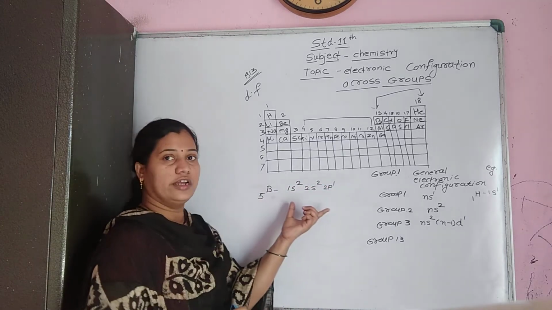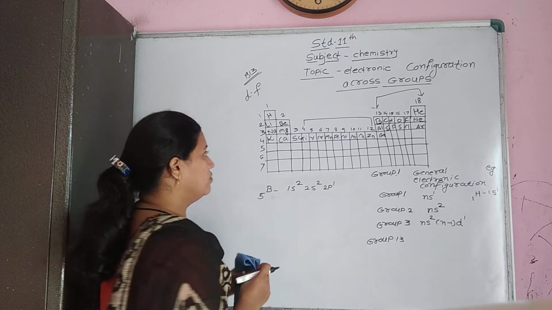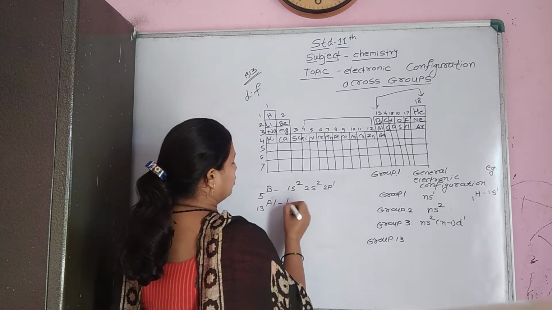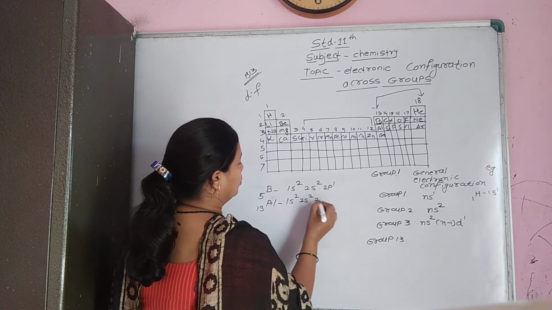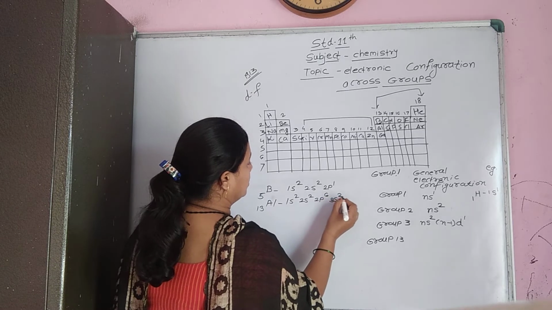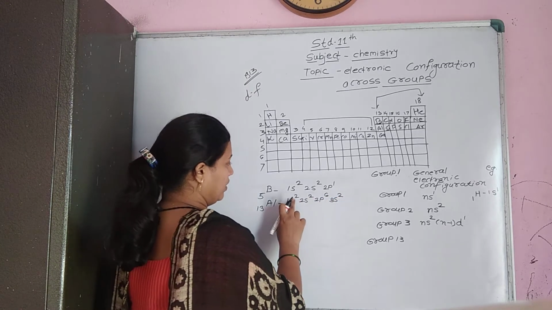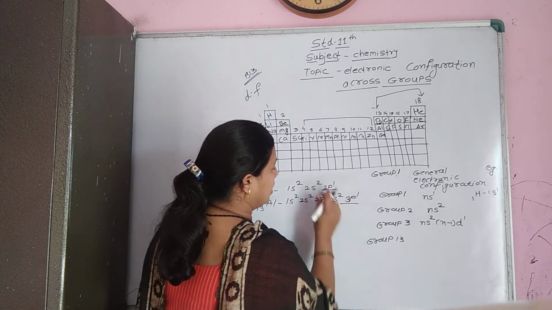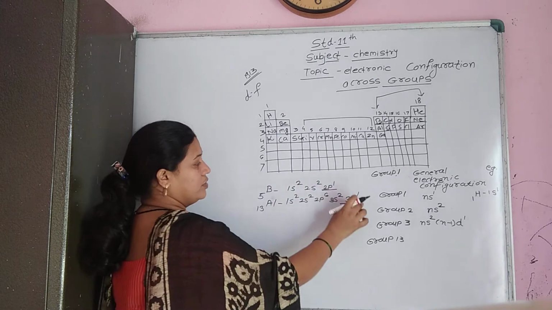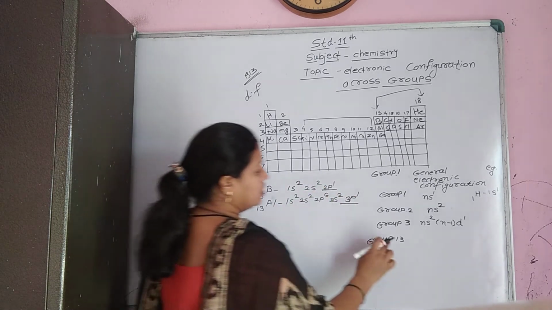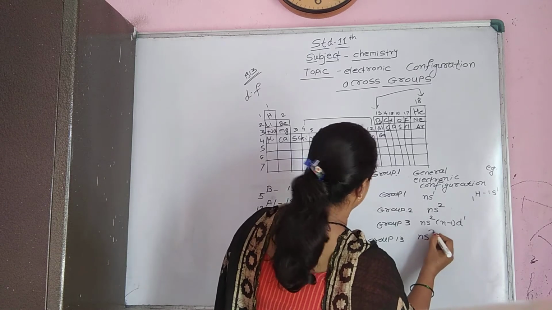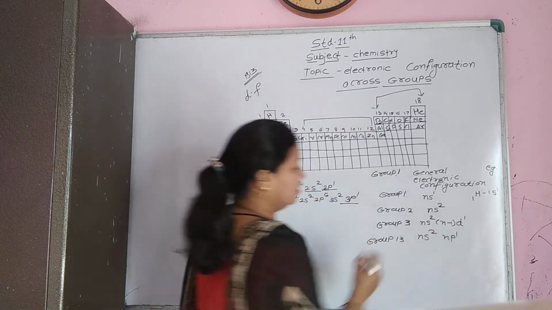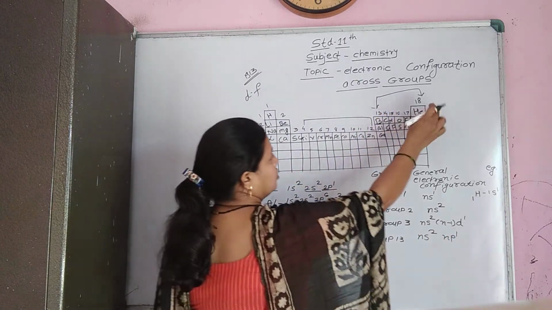The next element after boron is aluminium, having atomic number 13. Its electronic configuration is 1s2, 2s2, 2p6, 3s2, 3p1: 6 plus 2 is 8, plus 2 is 10, plus 2 is 12, then 3p1. Find the similarity in the last valence shell: 2p1, 3p1. So the general electronic configuration is ns2 np1. Similar is possible further.